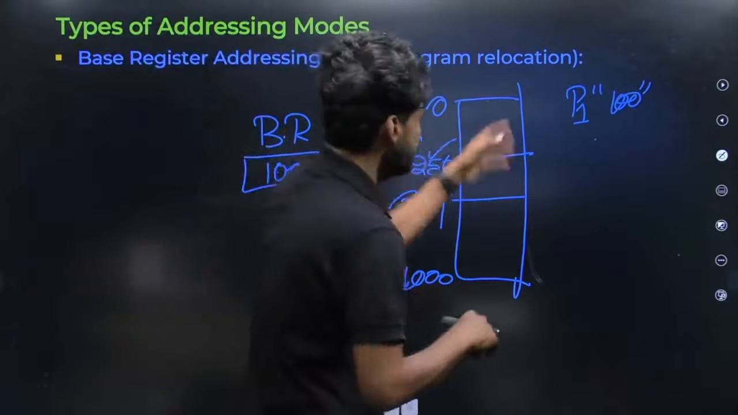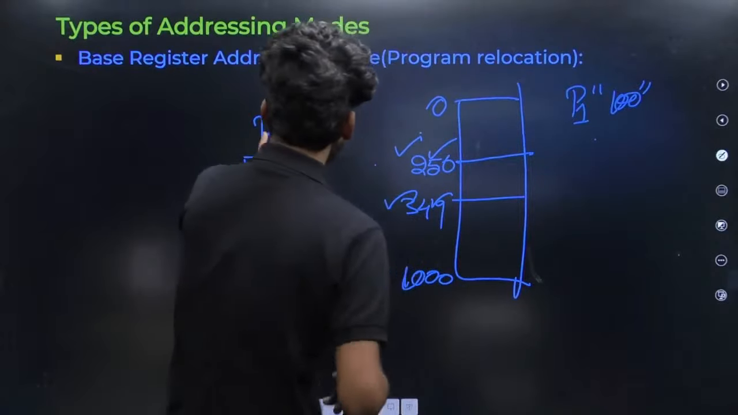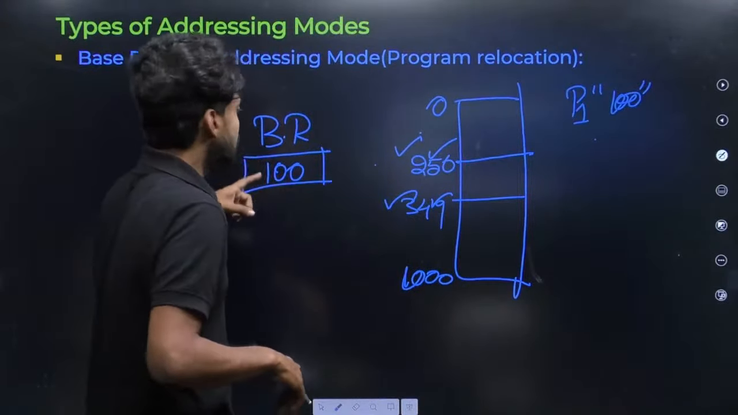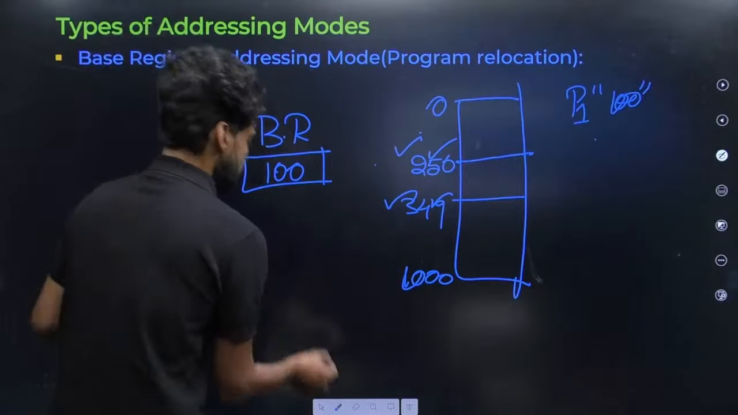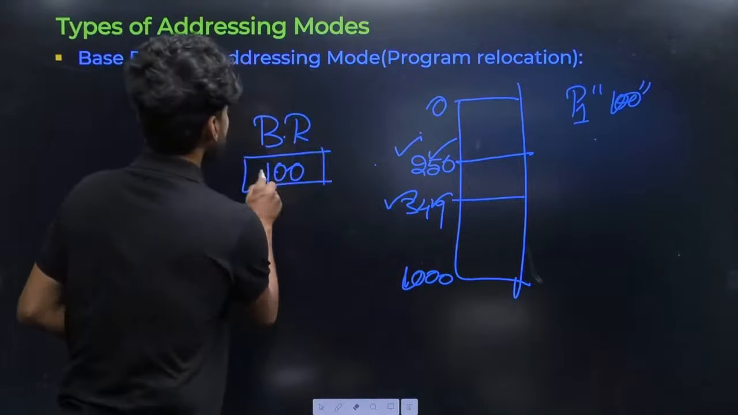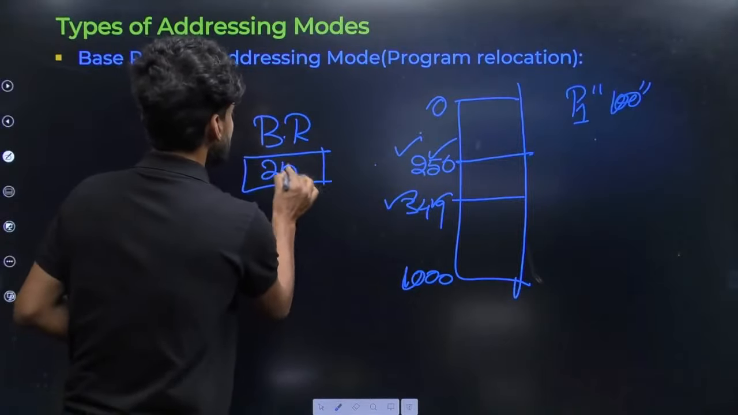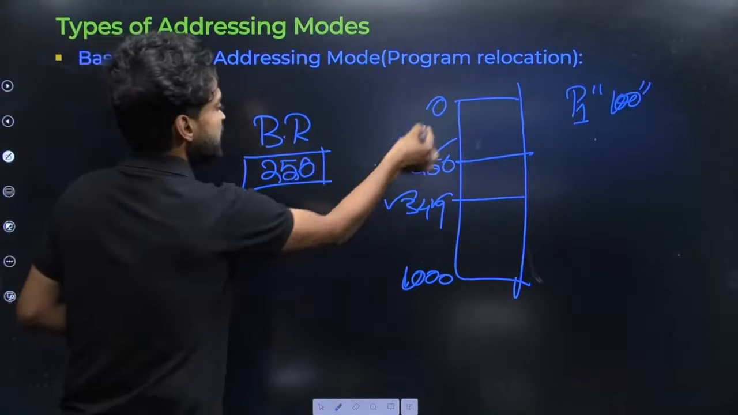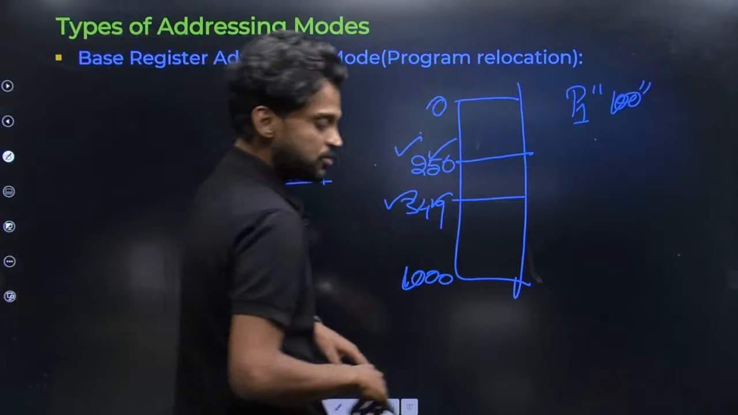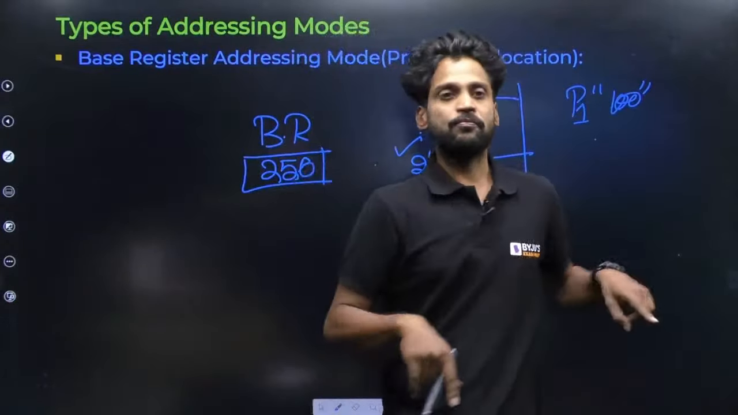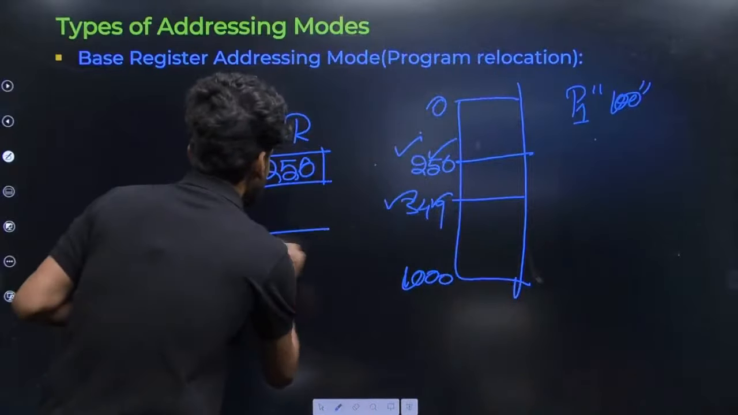Every time P1 is executing, the operating system will look at the base register. The starting address is 250. The operating system will see the base register, and it will also see the limit register.